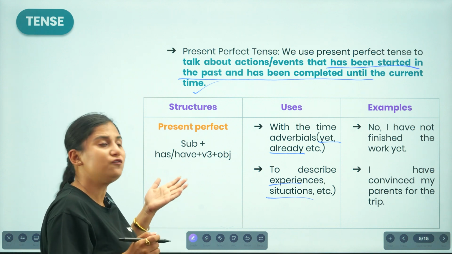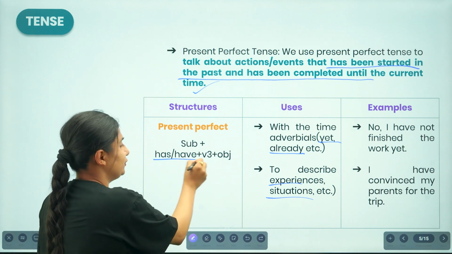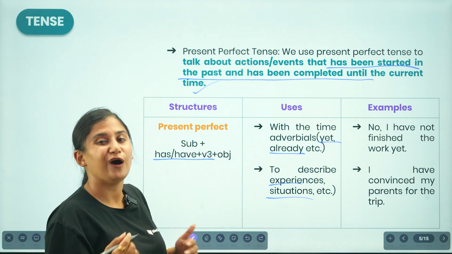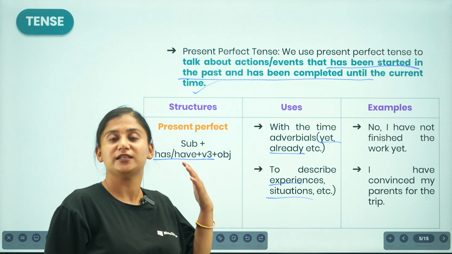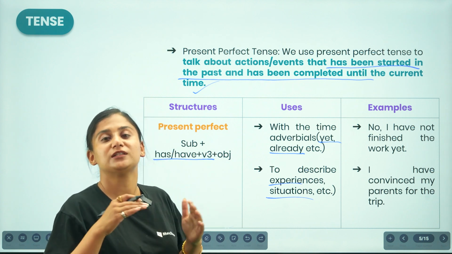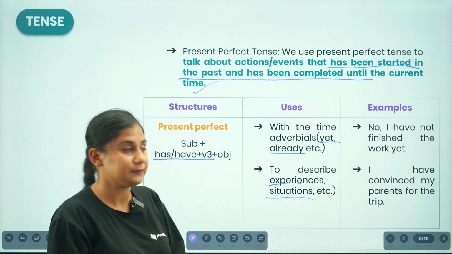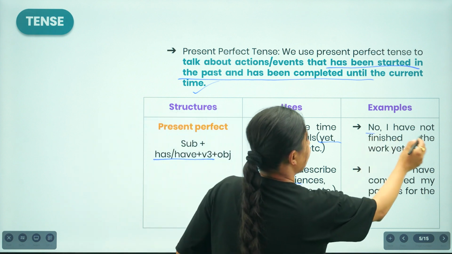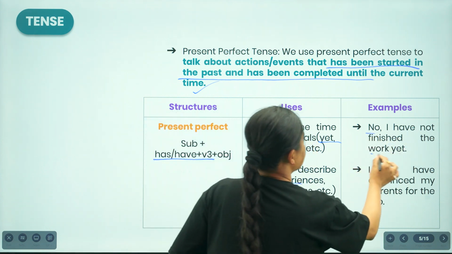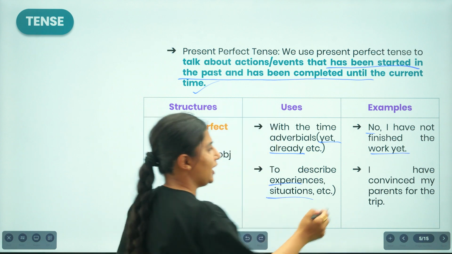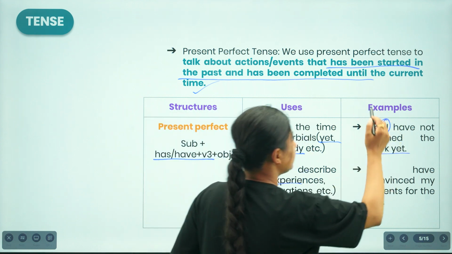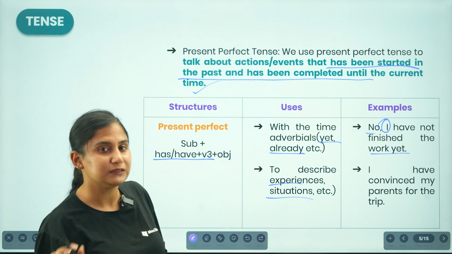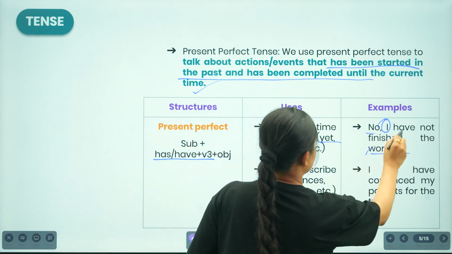The structure that we follow is has or have plus verb 3, because we are talking about some action that started in the past and has already been completed at the current point. So let us find out the example. I have not finished the work yet. That is, I started to do the work, and till the current point of time the work is yet to be completed, right? So it's indicating this particular idea.